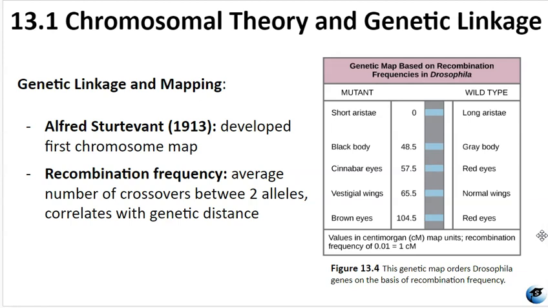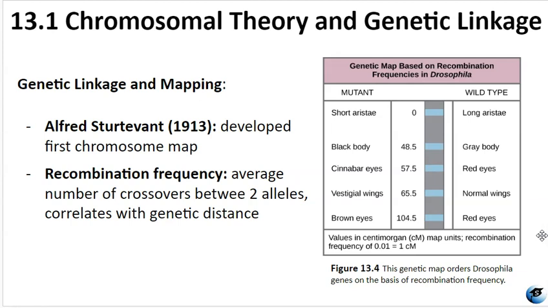The genetic map was divided into map units, or centimorgans, cM, where a 0.01 recombination frequency corresponds to 1 cM. Sturtevant's map allowed the calculation of distances between genes on the same chromosome. So perfectly linked genes will have a recombination frequency of 0, while genes with a frequency of 0.5 are totally unlinked, or they're on different chromosomes.